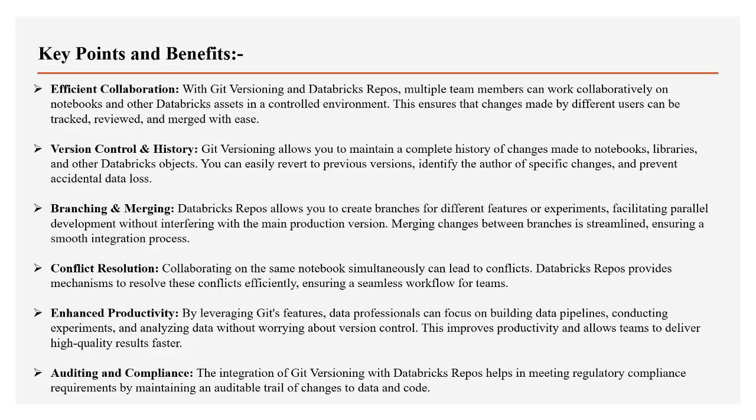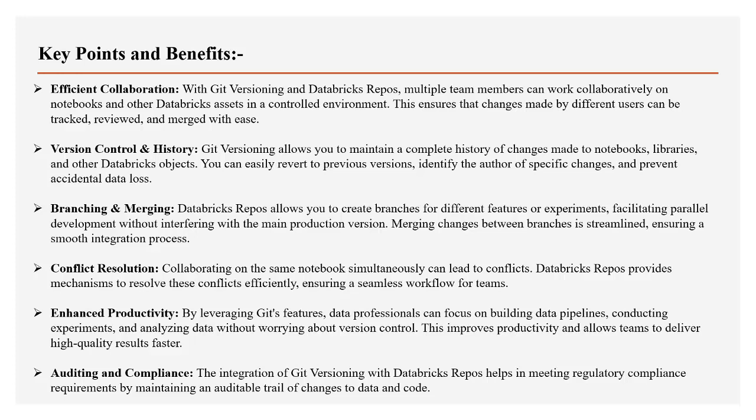Branching and merging. Databricks Repos allow you to create branches for different features or experiments, facilitating parallel development without interfering with the main production version. Merging changes between the branches is streamlined, ensuring a smooth integration process. Correct. Conflict resolution. Collaborating on the same notebook simultaneously can lead to a conflict. Databricks Repos provide a mechanism to resolve these conflicts efficiently, ensuring a seamless workflow for the team.